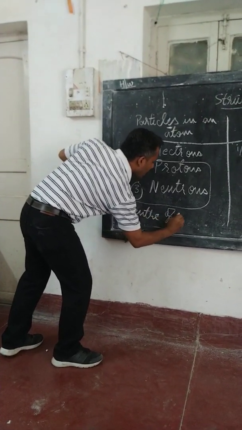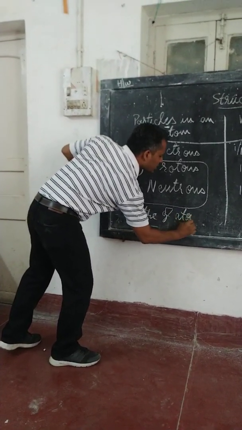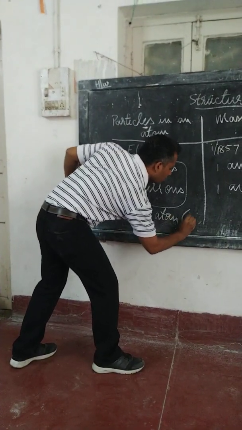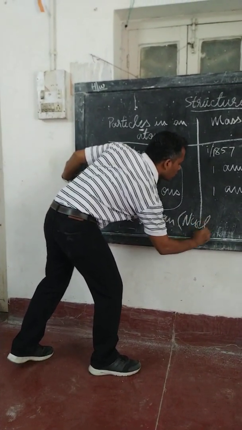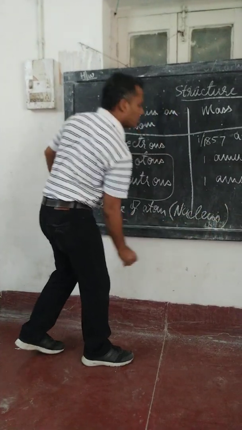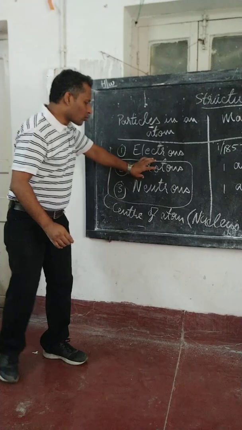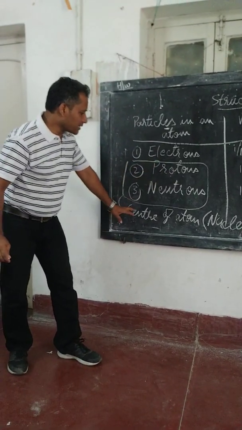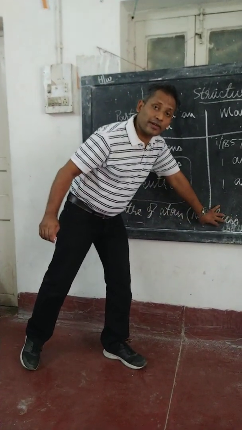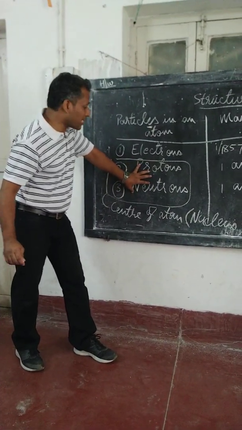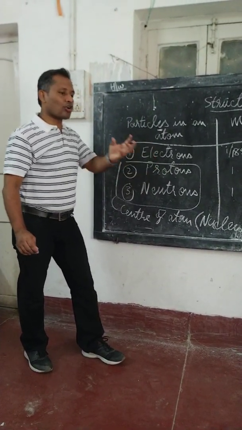The center of the atom is also called the nucleus of an atom. It consists of protons and neutrons. The center of the atom, called the nucleus, consists of two particles, protons and neutrons, and then the electrons.